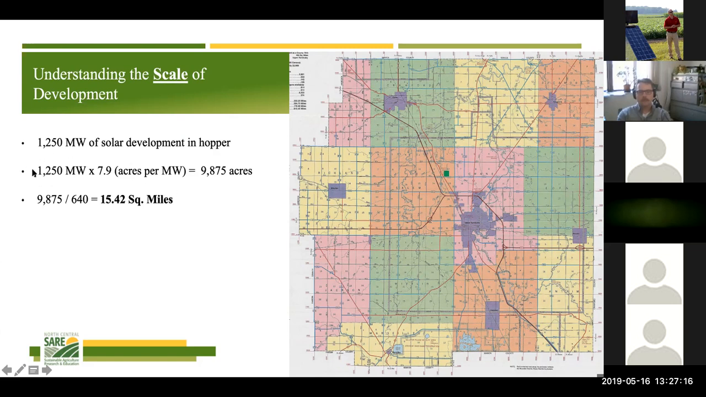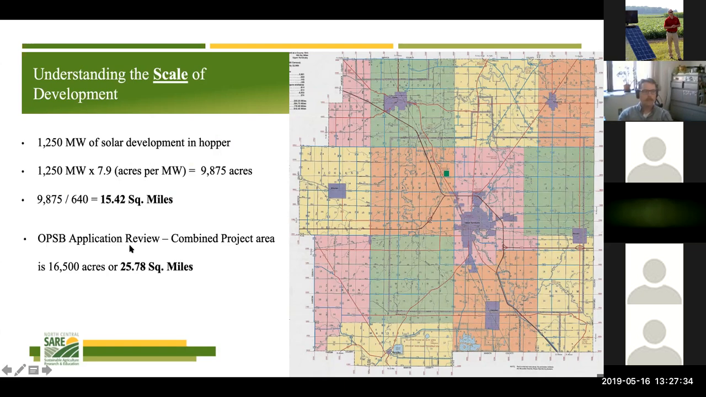For 1,250 megawatts, the National Renewable Energy Lab will say that it's roughly 7.9 acres per megawatt. So we'd be looking at 9,800 acres to build that, which if you convert that to square miles, is just over 15 square miles. I went one step further. I actually pulled the applications for each of those 9 projects. And in reality, it's more like 13.2 acres per megawatt, because there's 16,500 acres if all 9 of those were built. That's the type of land use impact we'd be talking about.